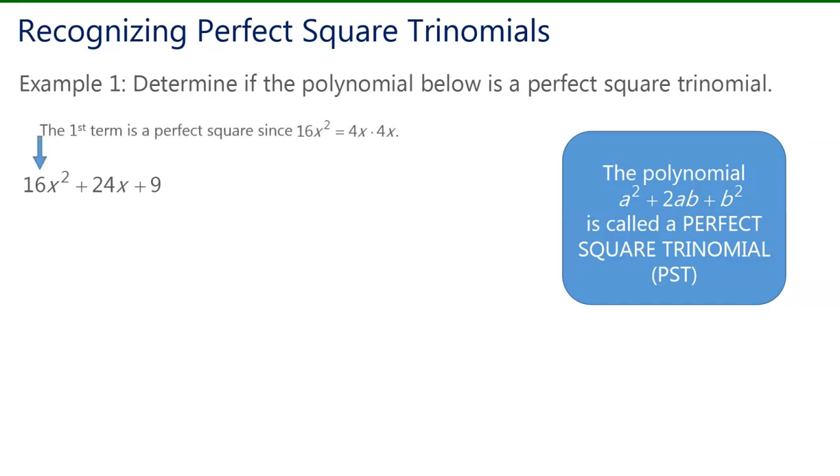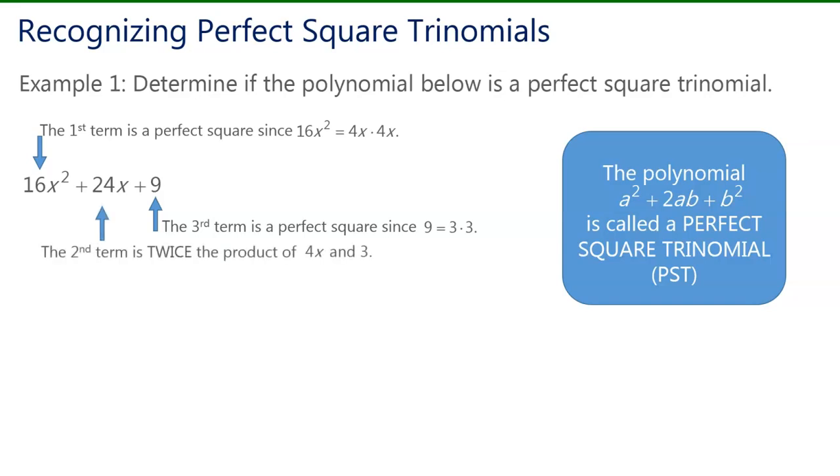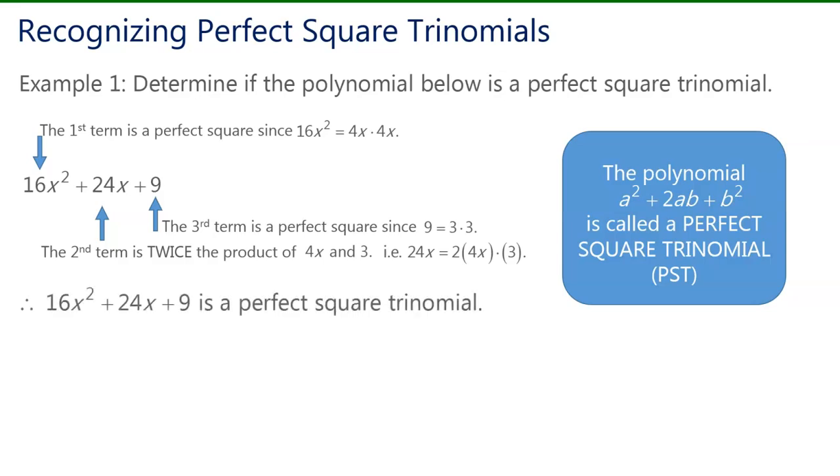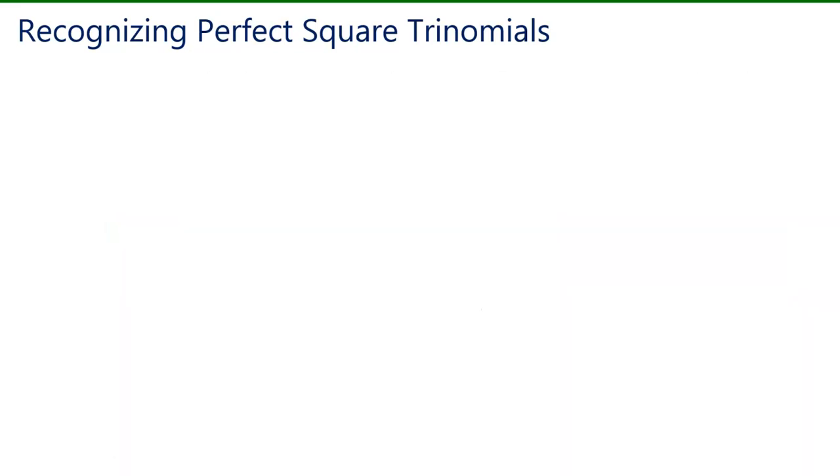The first term is a perfect square since 16x squared equals 4x times 4x. The third term is a perfect square since 9 equals 3 times 3. The second term is twice the product of 4x and 3. That is, 24x is 2 times 4x times 3. Therefore, the trinomial 16x squared plus 24x plus 9 is a perfect square trinomial.